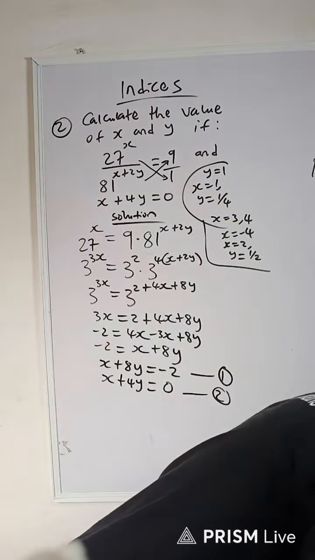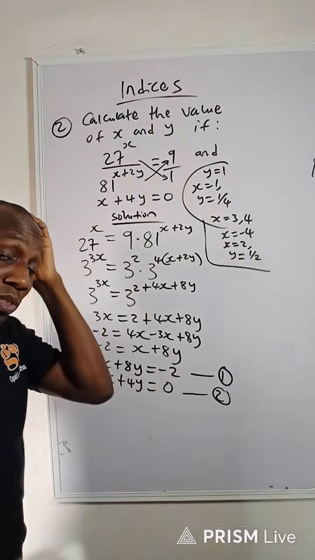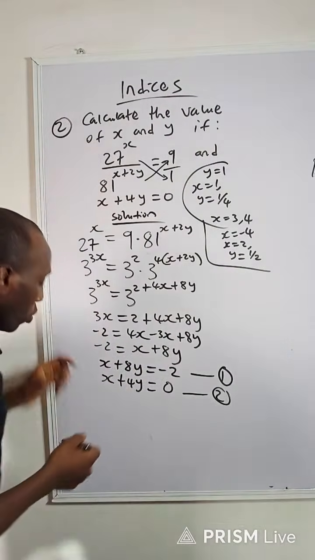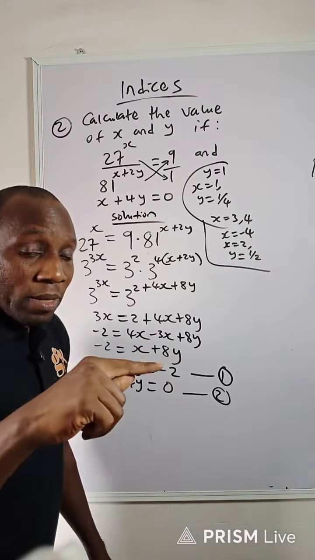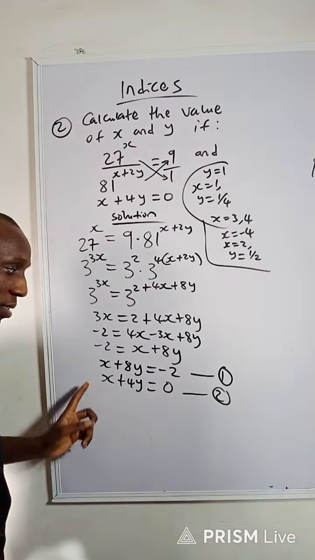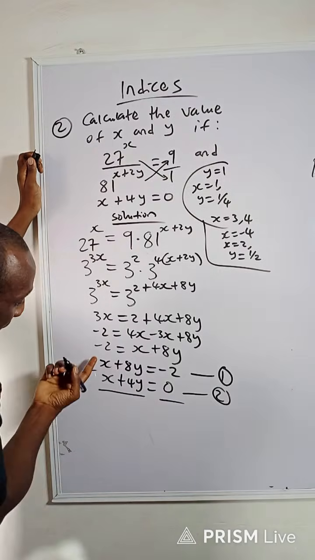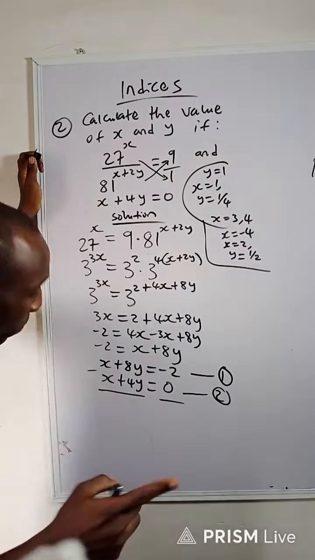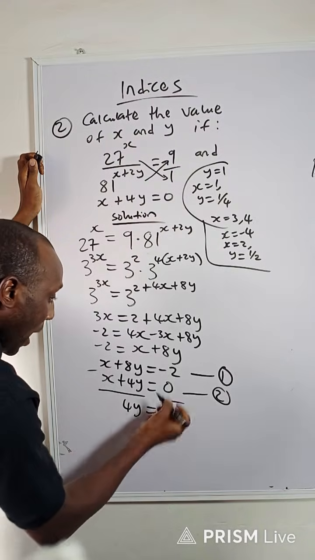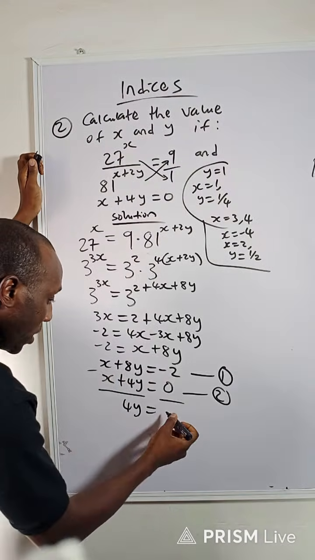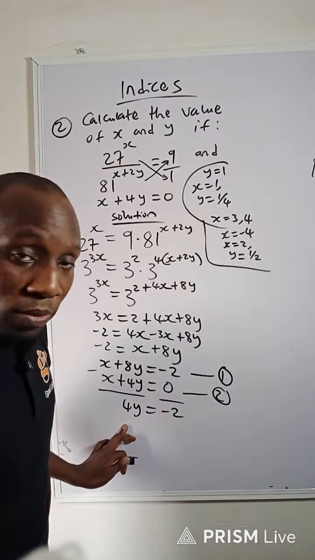I hope everything is going very well. So we have 2 equations which we can solve simultaneously. Like I told you, they have the same coefficient, the same sign. I'm going to subtract both equations to get rid of x. So let's subtract. x minus x is 0. 8y minus 4y is what? 4y. And then negative 2 minus 0 is still going to be what? Negative 2. So we divide both sides by 4.